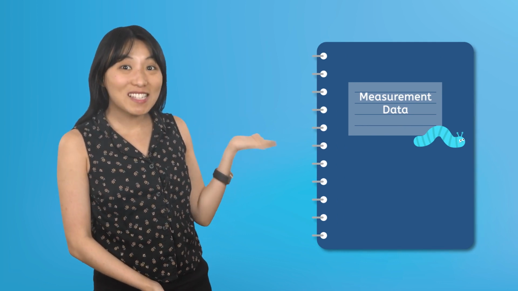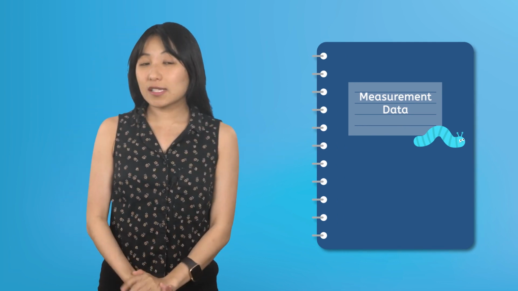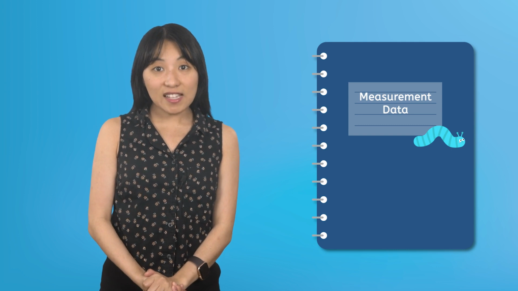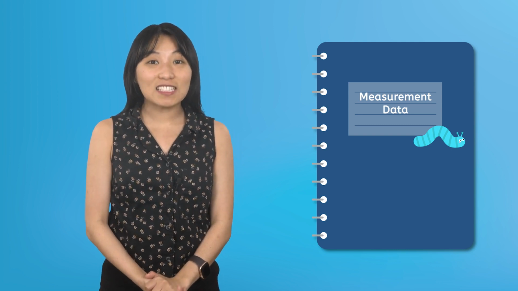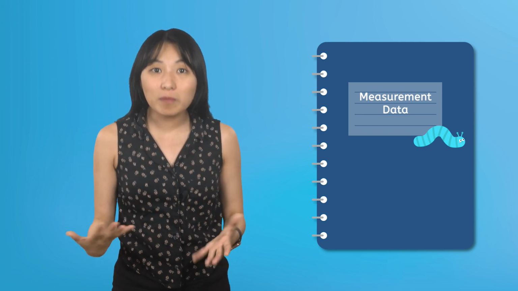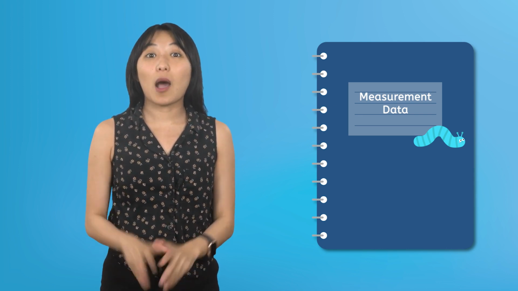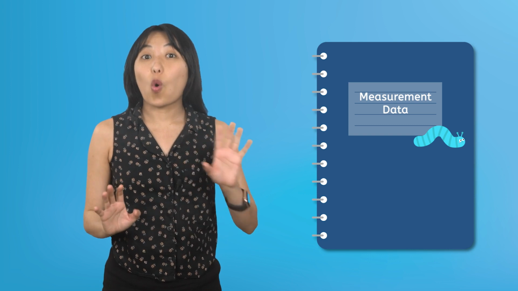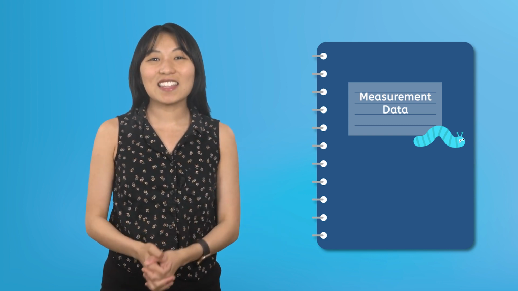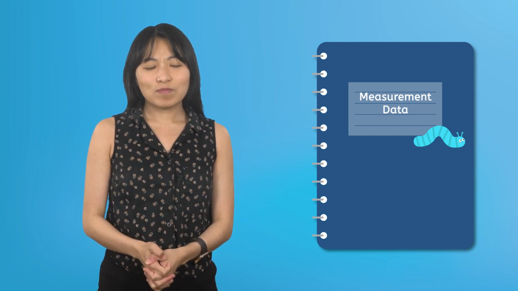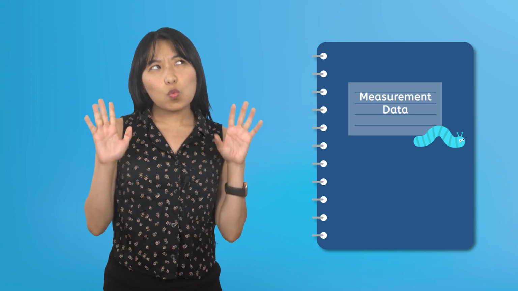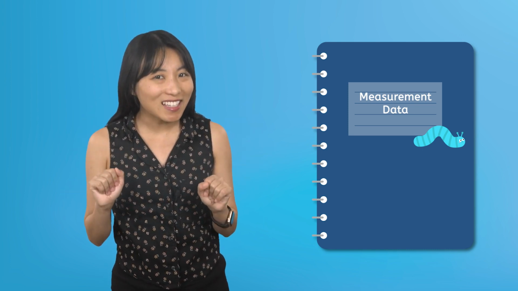Friend, look at what came in the mail. Milo's measurement data. It looks like Milo and his friends kept working in the garden to collect more measurement data. He asked us to help him compare and organize the data they collected. Where should we begin?